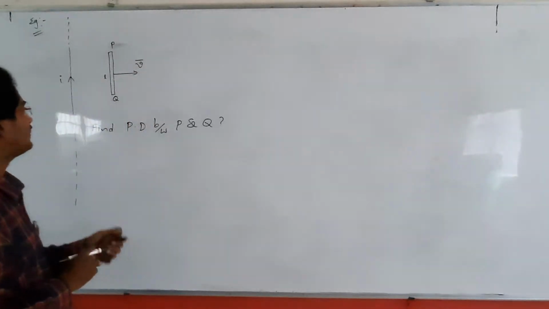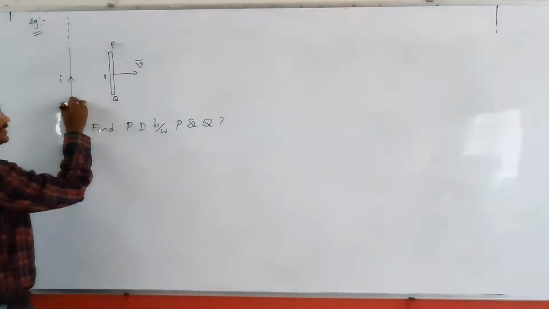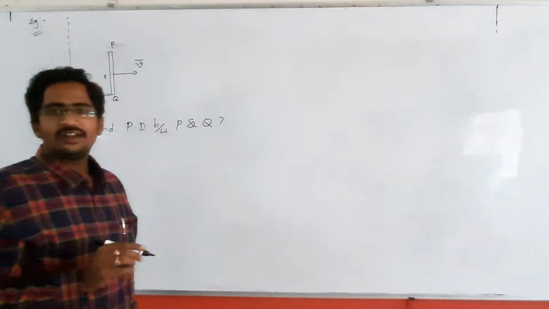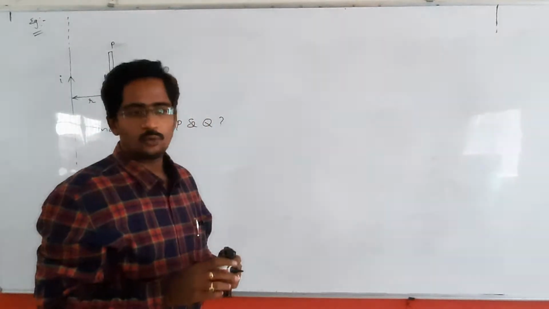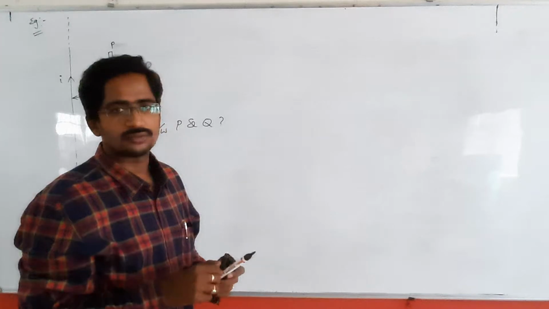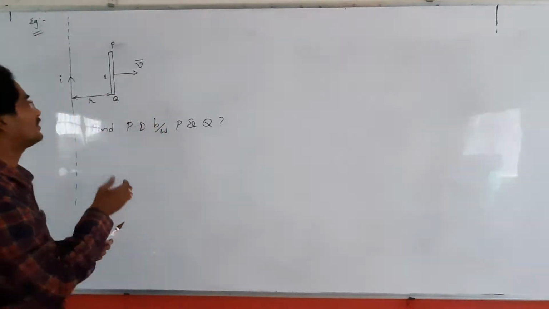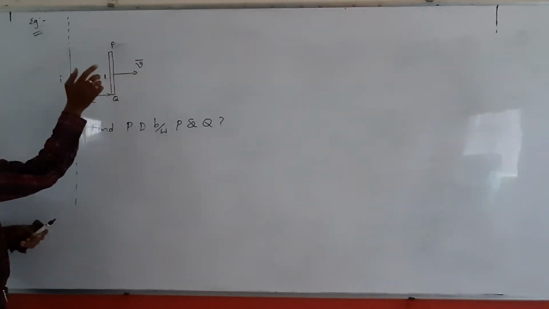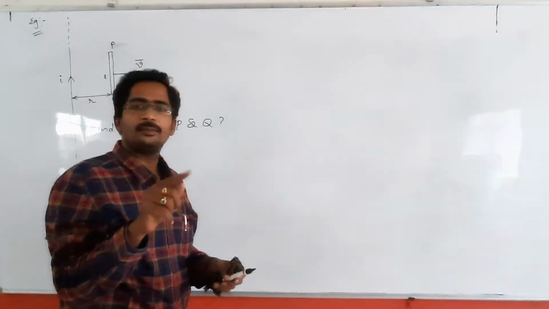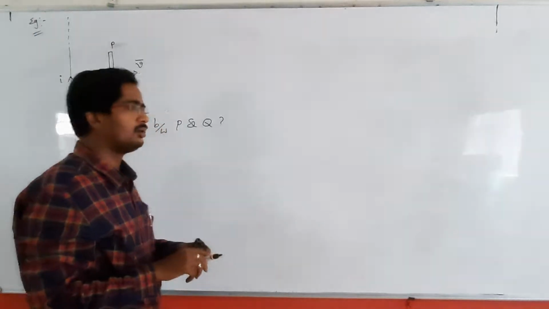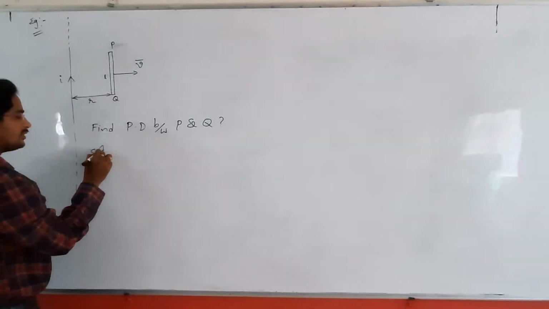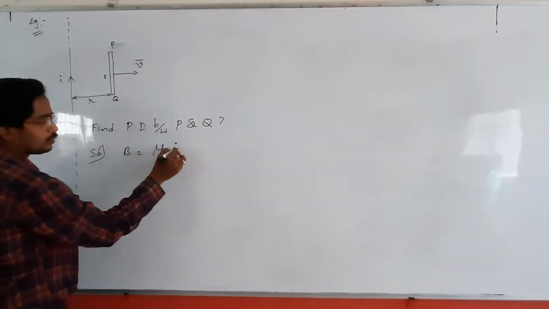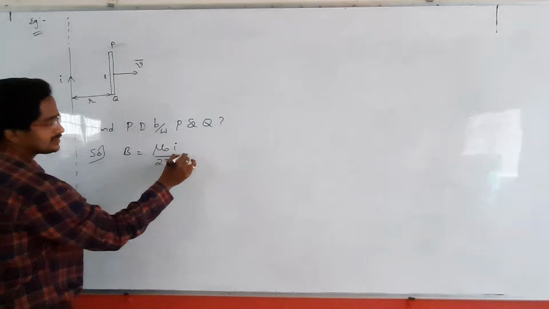How can we get it? Very simple. Let the distance of the rod be R. Due to the infinite current carrying conductor, what is the B direction and magnitude? The direction of B is inward, according to the thumb rule. What about the magnitude? Mu naught I by 2 pi R. So the solution is, first, B equals mu naught I by 2 pi R, directed inward.